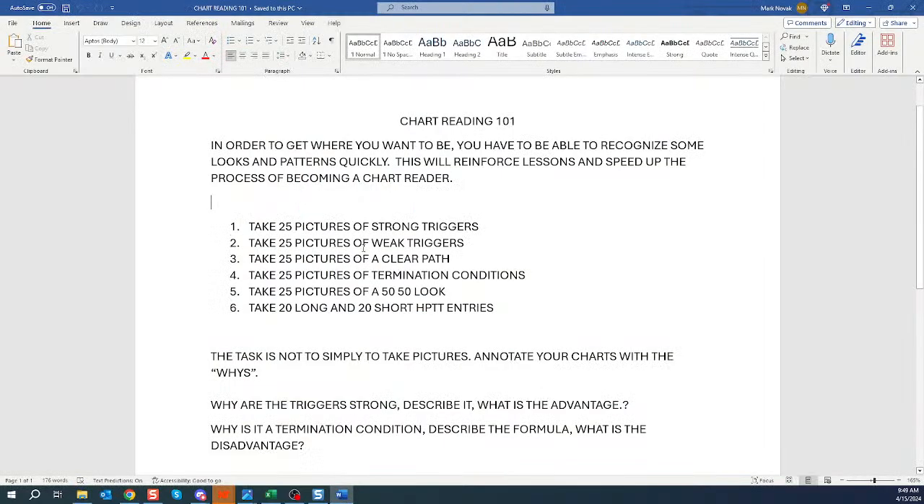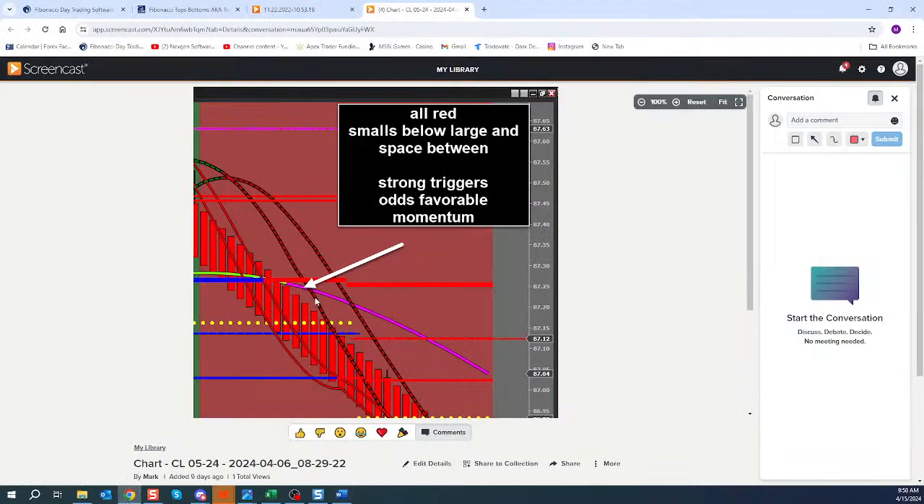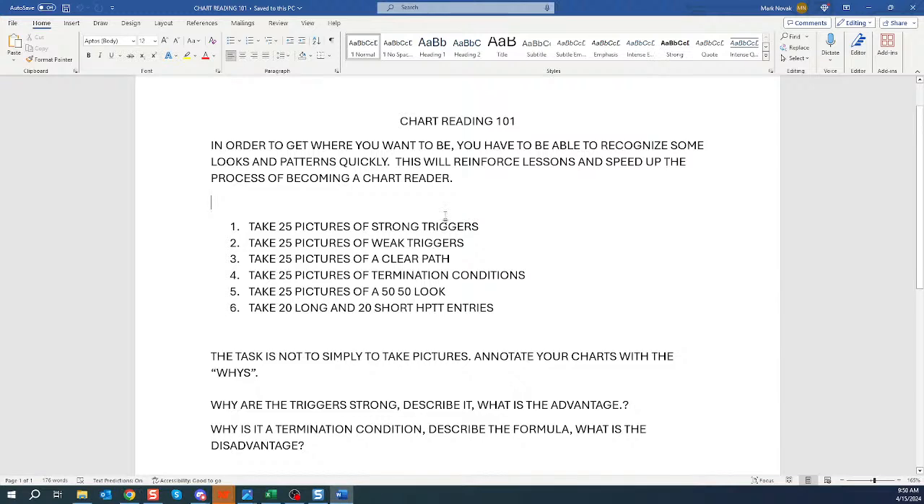So if you go through and you take 25 pictures, strong up, strong down, and if you're not sure, take that picture, drop it in the room. Hey, Mark, I just want to make sure. I'm taking pictures of strong triggers. Did I get it right? That's the look. And I'll be like, heck yeah, great job.